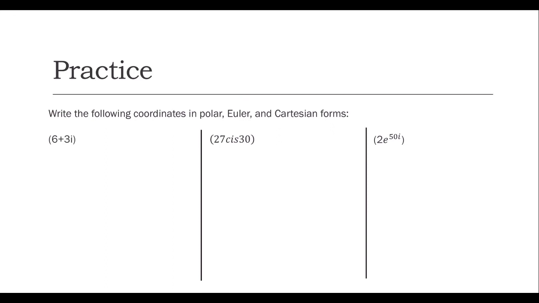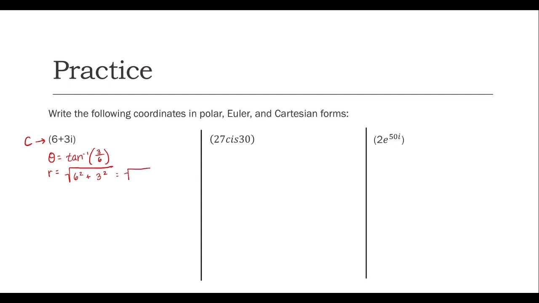So for these problems, it says write the following coordinates in polar, Euler, and Cartesian forms. So we have 6 plus 3i. So this is given to us in Cartesian form, and we need to convert it to polar and Euler. So we need to figure out theta and our radius. So theta is the inverse tangent of our imaginary over our real, and our radius is going to be the square root of our real squared plus our imaginary squared.